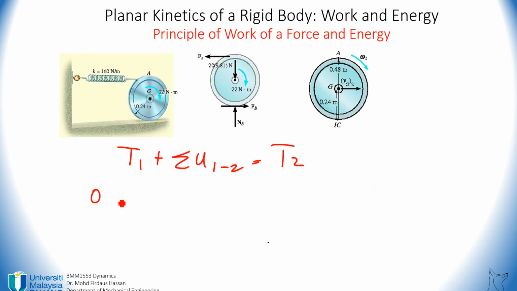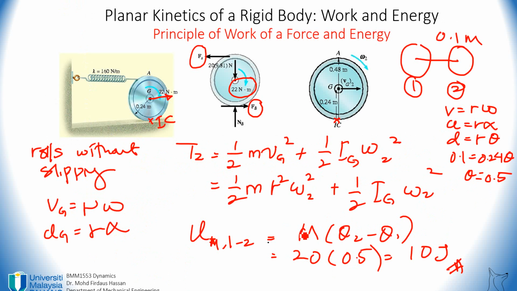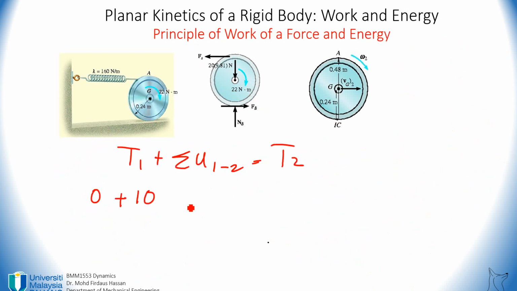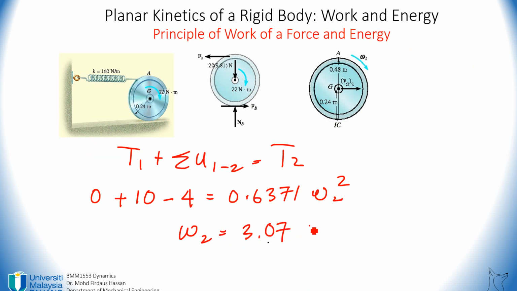T1 is 0, okay, plus 10, the work done by the moment, and then minus 4, the work done by the spring, equals T2. What is T2? T2 is 0.6371 omega 2 square. And your answer here, if you calculate, omega is equal to 3.07 radian per second square.